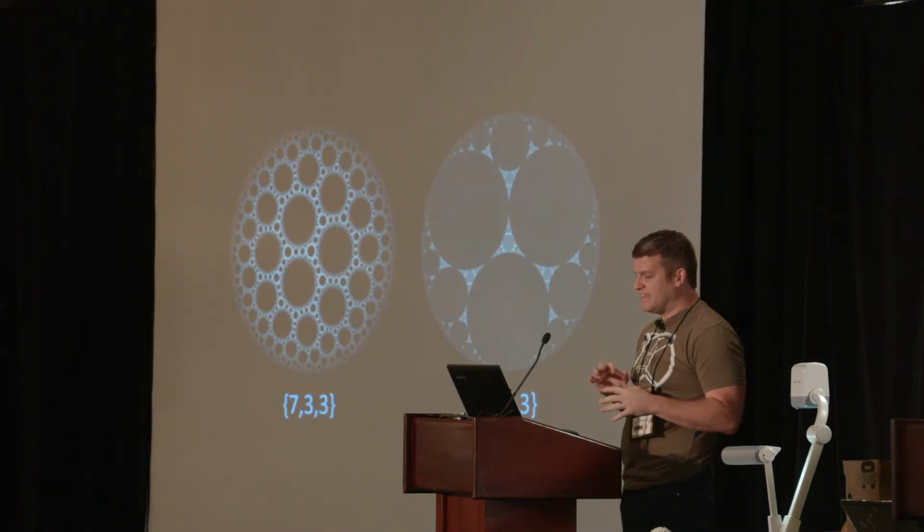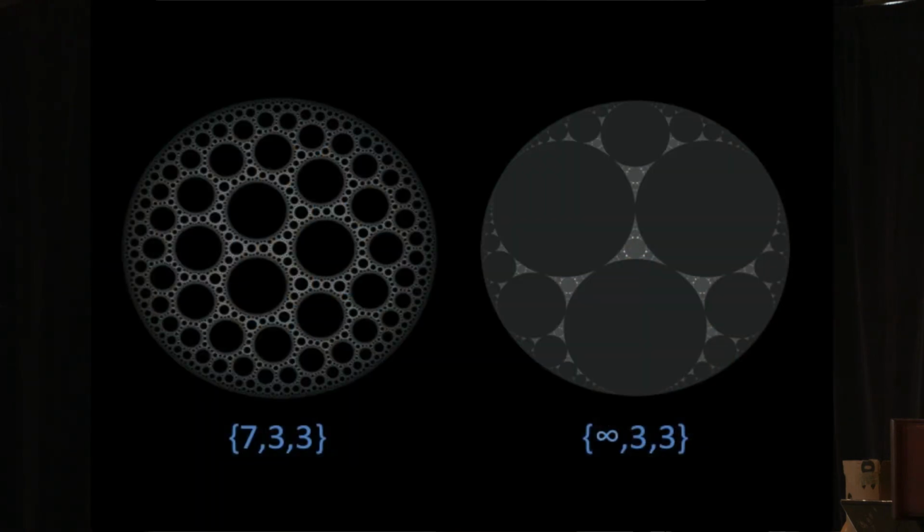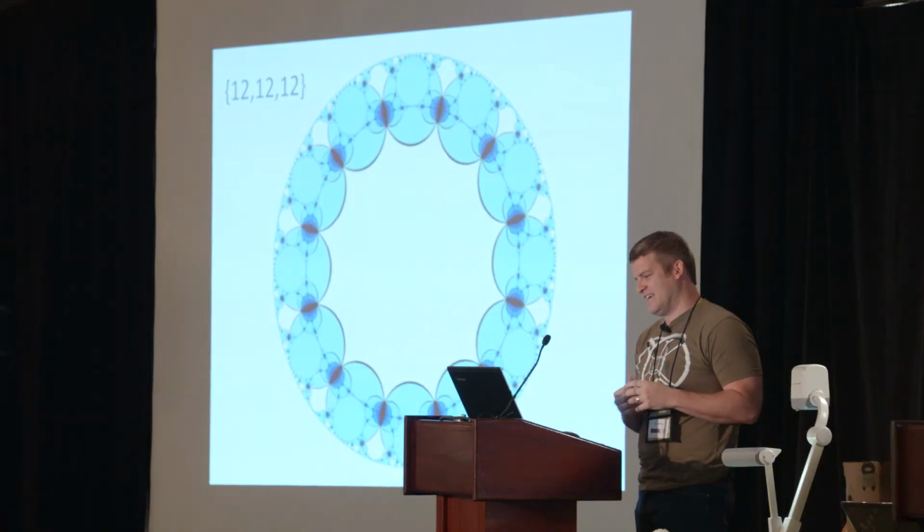These I wanted to include because they connect to math in an interesting way. The left is showing the limit set of the 733 honeycomb, and it's homeomorphic to a Sierpinski carpet, which is cool. On the right, you probably recognize that as the Apollonian circle packing, but it's the boundary pattern of the infinity-3-3 honeycomb, which is neat.